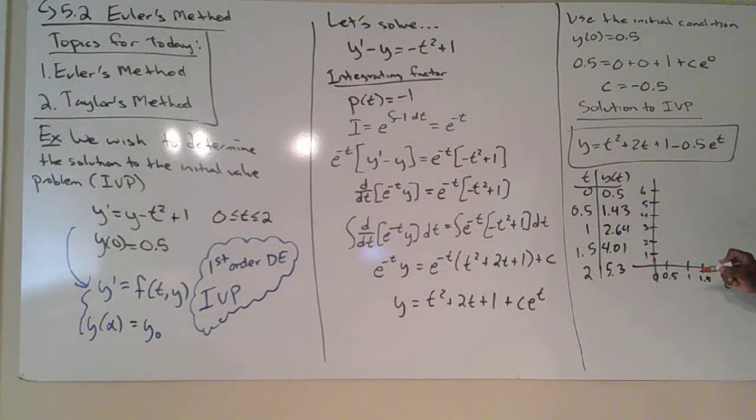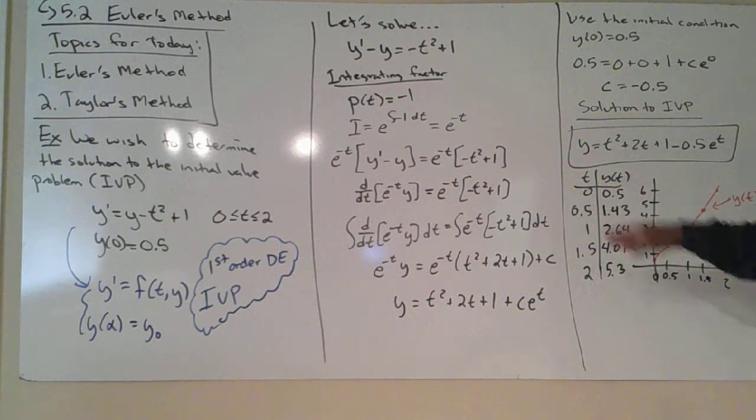And at 0.5 is 1.43. So it's about there. At 1 it's 2.64. So we're about here. Okay. At 1.5 it's 4.01. Put it right here. At 2 it's 5.3. So my function is doing something like this. Here's my solution, y of t. Okay. And if I wanted to, I can extend this further for t equal 3, 4, 5, 6, as far as I want. I was just interested in from 0 to 2.